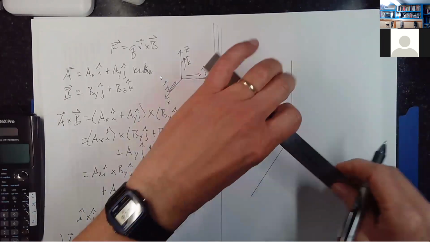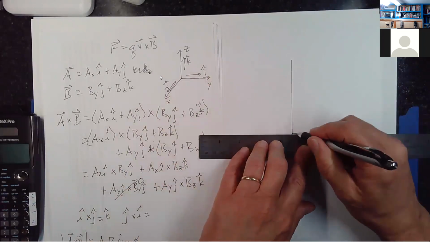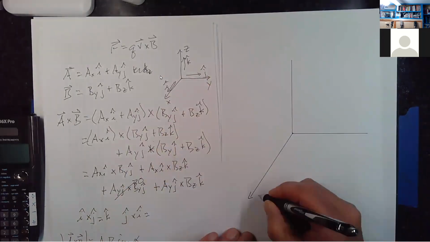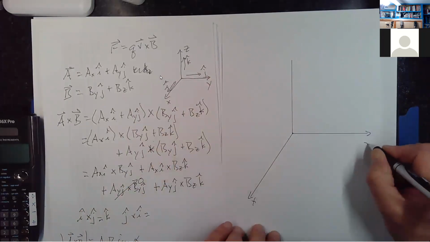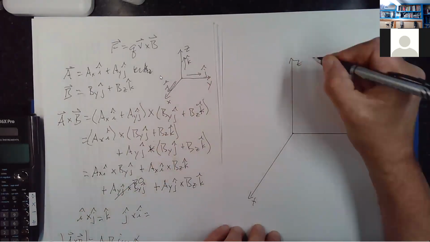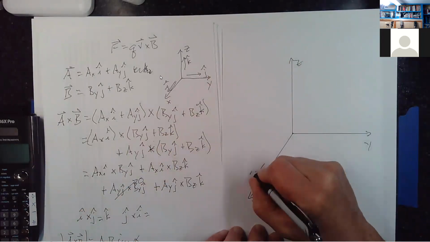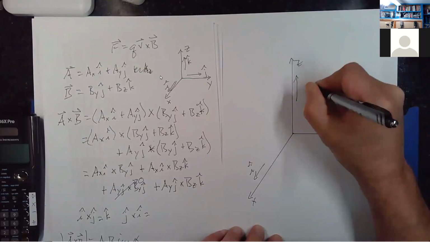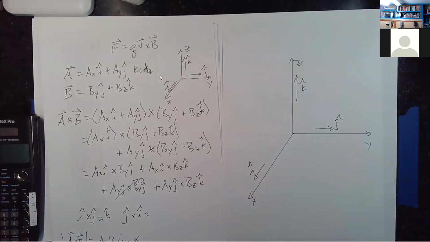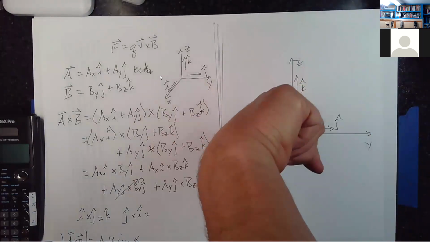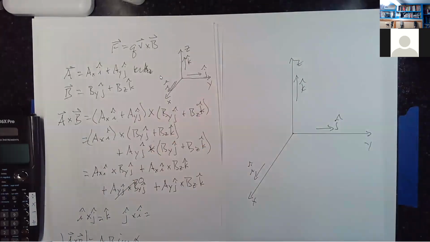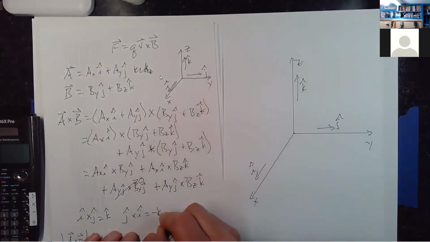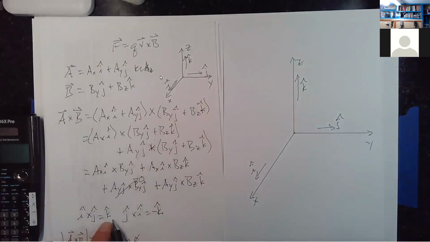This is supposed to be a representation of a three-dimensional coordinate system. So here's X, here's Y, and here's Z going up like that. So i hat points this way, j hat points that way, and k hat points that way. So j hat cross i hat will equal minus k hat. So i hat cross j hat was k hat, j hat cross i hat is minus k hat.